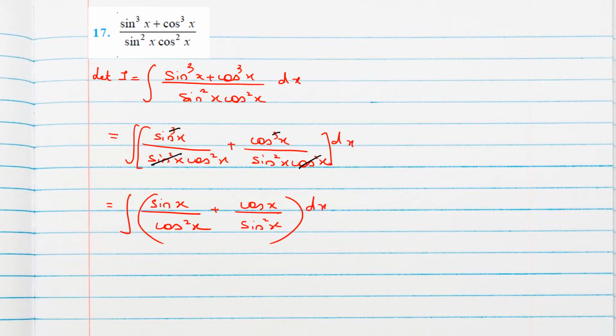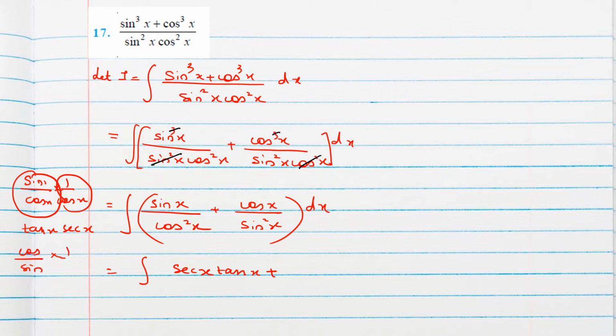Okay. See, this also we can separate. Sine by cos square means we can write sine by cos into 1 by cos. So for this sine by cos we can write tan x, and for this 1 by cos we can write sec x. So directly I am writing here sec into tan, and for this cos by sine and 1 by sine, that is cot and cosec. So cot x, cosec x. Why? Because we know these two will give a direct formula, isn't it?